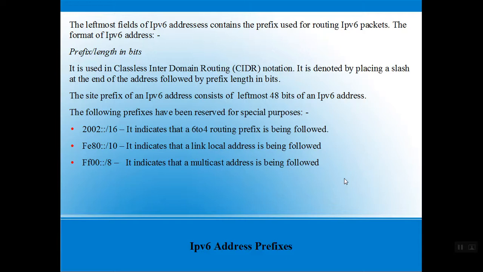2002::/16. It indicates that a 6-to-4 routing prefix is following. FE80::/10. It indicates that a link local address is following. FF00::/8. It indicates that a multicast address is following.